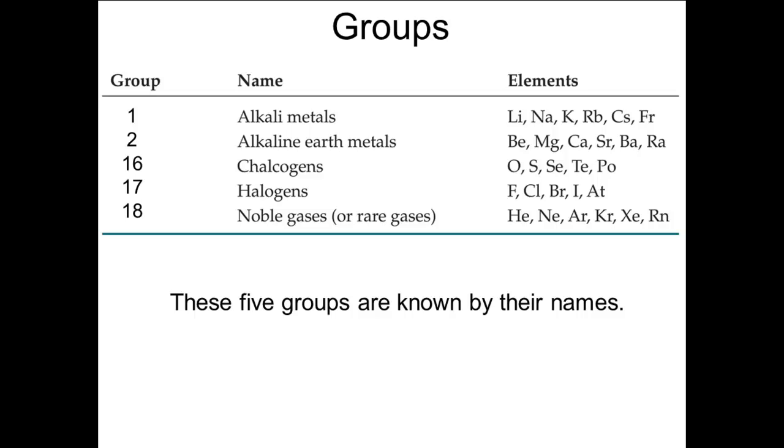Five groups are known by their names: groups 1, 2, 16, 17, and 18. These are all tall columns in the table. In addition, the 10 shorter columns and 2 partial rows below the main body are known as the transition metals. The 2 partial rows are also known as the inner transition metals.